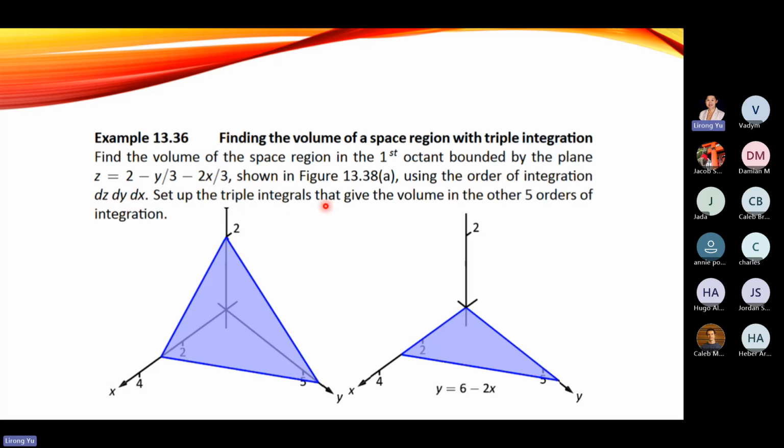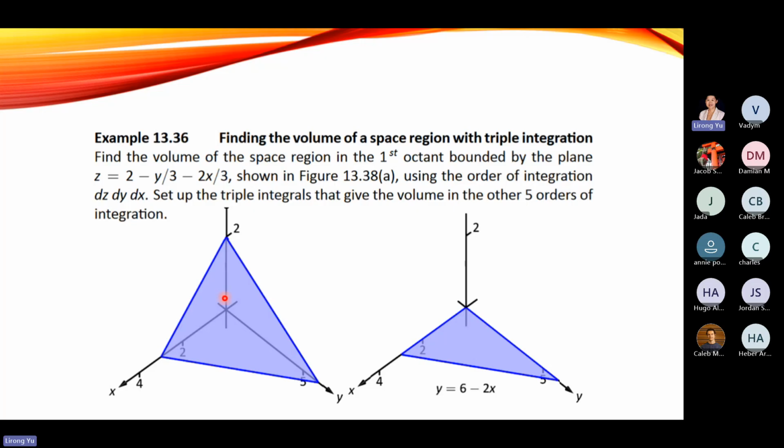set up the triple integral that gives the volume, and also in the other 5 orders of integration. So we're trying all 6. That's the intention. So I'm going to start the first one with dz dy dx. Right here, the picture is already drawn. Now, if you want to use dz as your inner integration, then dy dx should be the plane that you projected on. So here we already have the picture.